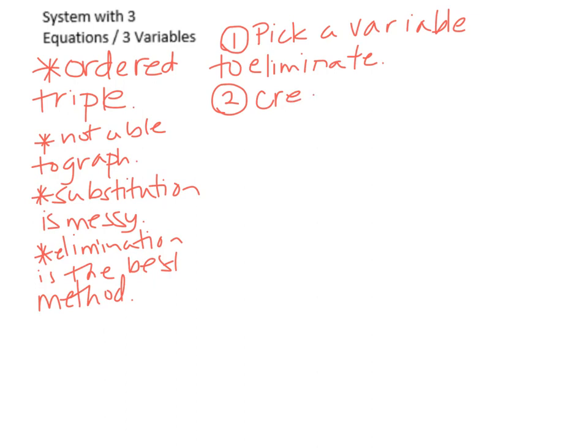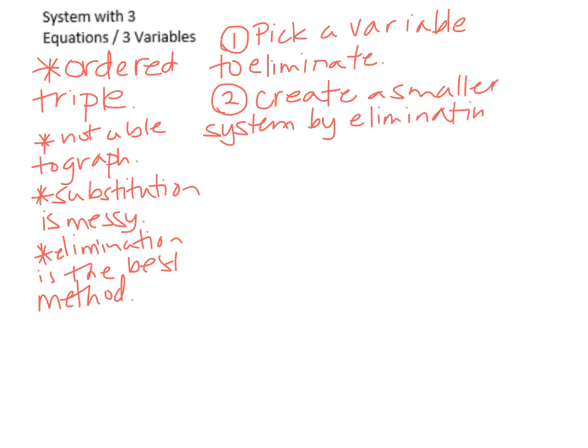Step 2, once you find that variable to eliminate, you want to eliminate it out of all 3 equations and create a smaller system. So we'll create a smaller system by eliminating twice. And I'll show you with an example what that means. The smaller system will be 2 equations with 2 variables. And that we know how to solve, so that will be step 3. Solve the smaller system.